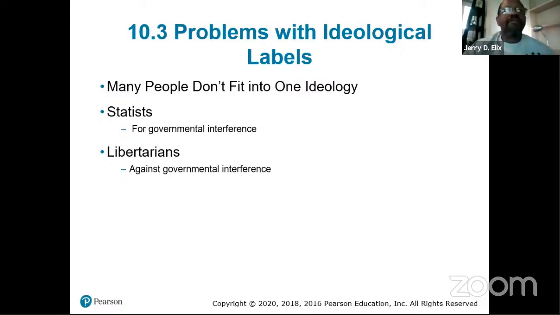You may have a person who's a raging liberal on many cases, but is a hardcore conservative on others. That would be considered more of a moderate, right? But it doesn't fit always. Statists want government interference, they want government messing around, and libertarians are against governmental interference no matter what.